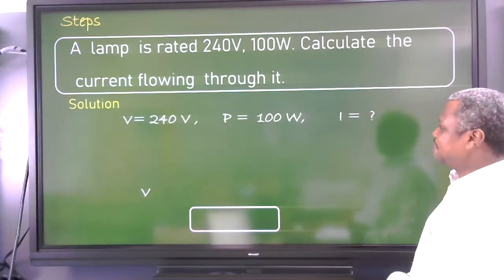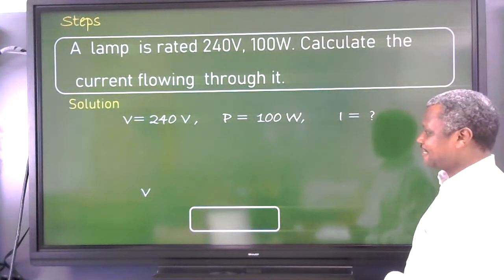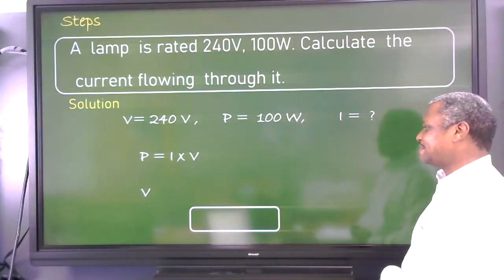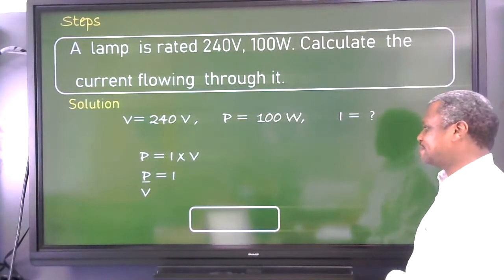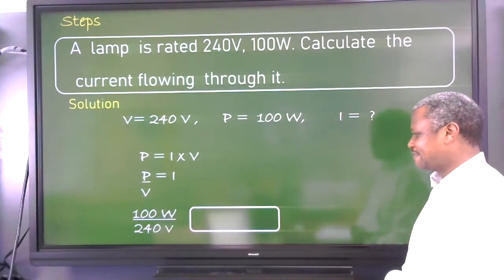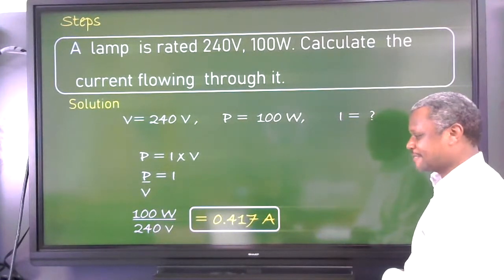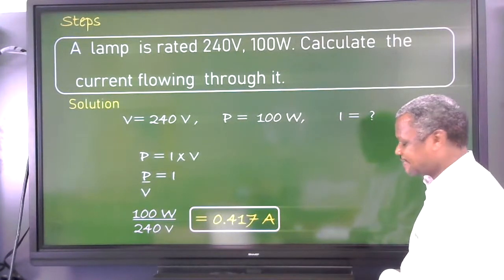The solution. The voltage is 240. The power is 100, but you don't know the current. Power is equal to current multiplied by voltage. Therefore, the current is power divided by voltage. 100 watts divided by 240, you get 0.417 amperes.